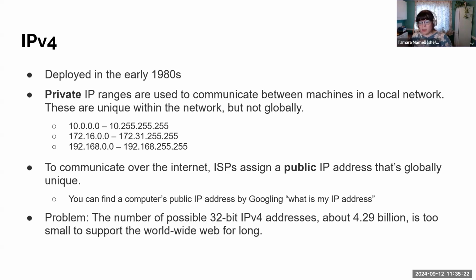So to communicate over the internet, ISPs have to assign a public IP address that is globally unique. So that is a number that is outside of these ranges. And you can Google what a computer's public IP address is if you need to provide that to anyone, like your IT department or a vendor.